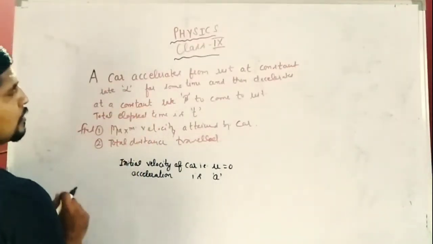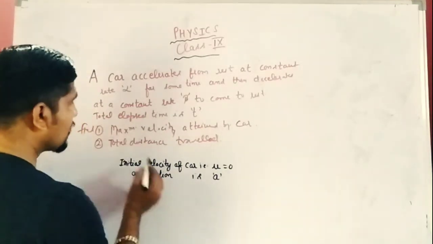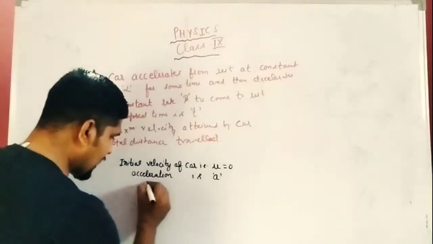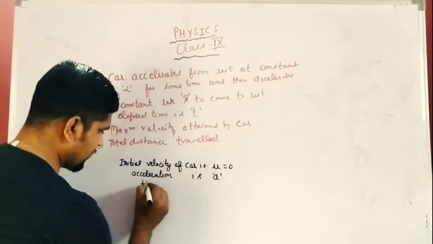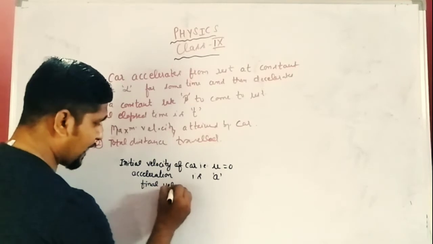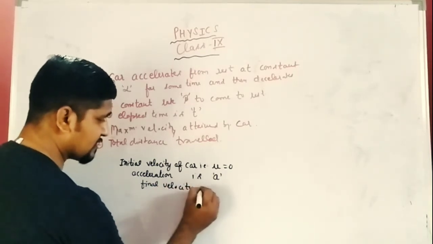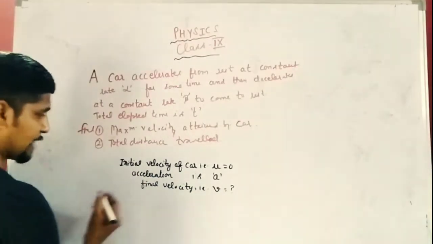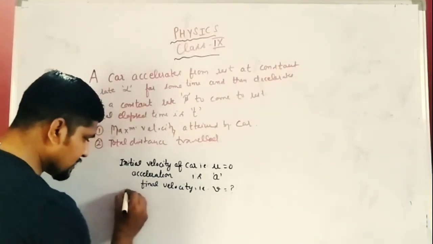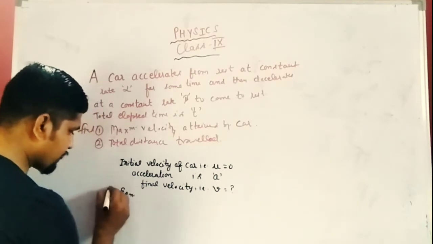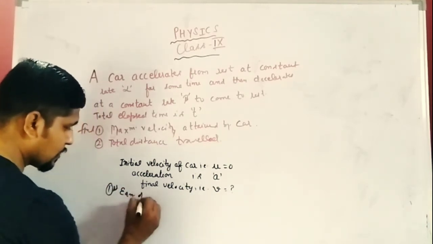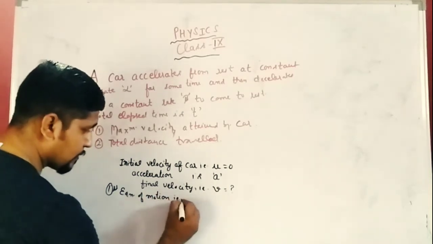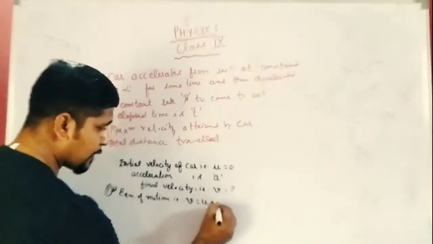Then, for the car moving from rest and accelerating with a constant acceleration, we will find the final velocity. So what do we do? We will find the final velocity, that is, v, which we have to find out. So let us try to find it, using the first equation of motion, that is v equals u plus at.